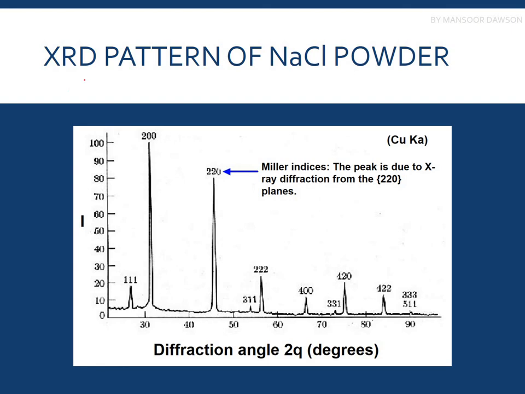So this is basically a graph obtained by the XRD of a sample. This is the XRD pattern for NaCl powder. We know that the 220 and 200 Miller indices have been identified in the graph. This is the intensity and the diffraction angle, and these are the Miller indices. So we know that the 222 plane exists in NaCl, so the majority of our compound is sodium chloride.